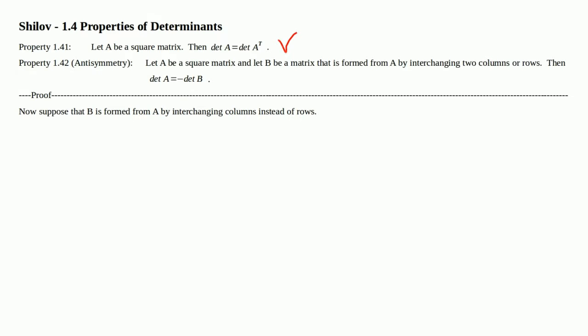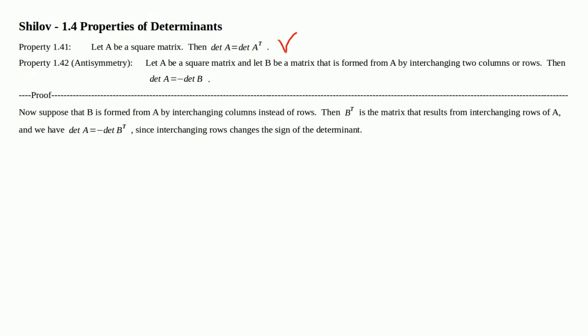Now suppose that B is formed from A by interchanging columns instead of rows. Well, here's a tricky move. We're going to use property 1.41. Then B transpose is the matrix that results from interchanging rows of A. Right? If B is formed by interchanging columns, then if I take B transpose, well, that's the matrix that's formed from interchanging rows. I've interchanged rows instead now. Okay, and we have determinant of A is equal to the negative determinant of B transpose.